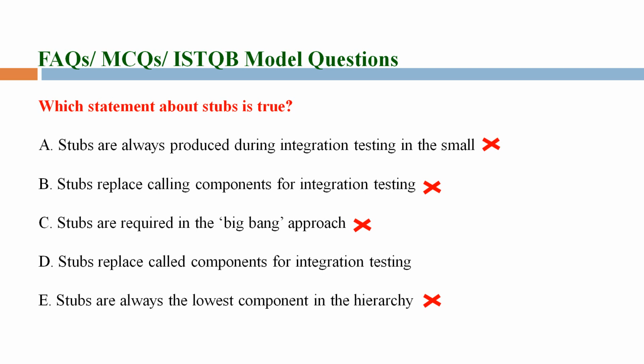And the stubs are always produced during integration testing in the small. It's not always. When it is required, then we will use the stubs. Otherwise, we will not use the stubs always. So using the stubs always is wrong. Whenever the stub is required, then only we will use that stub, because the stub is a dummy component, right? So the stubs will be used if any component is not readily available, or if any component has not completed testing; in place of that particular component we will add this stub, right? So the last, the stubs replace the called components for integration testing. This is the correct option.